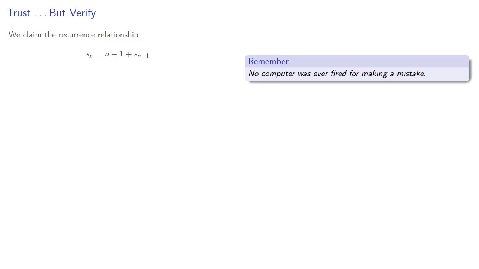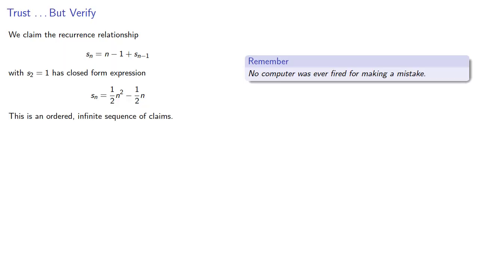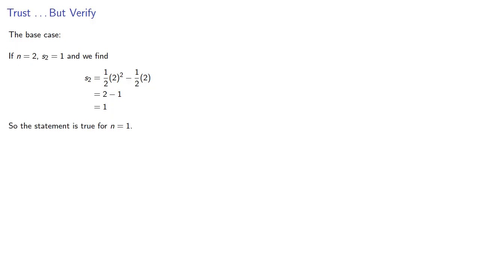We claim the recurrence relation with S2 equals 1 has closed form expression. This is an ordered, infinite sequence of claims, so we'll use induction. The base case. Note that we start with n equals 2, S2 equals 1, and we find, so the statement is true for n equals 1.